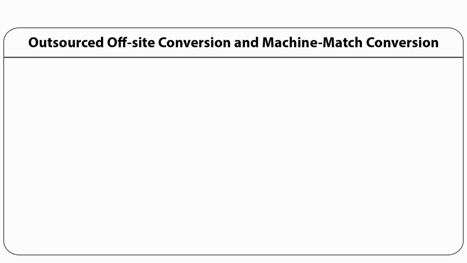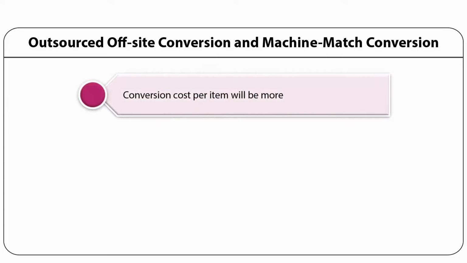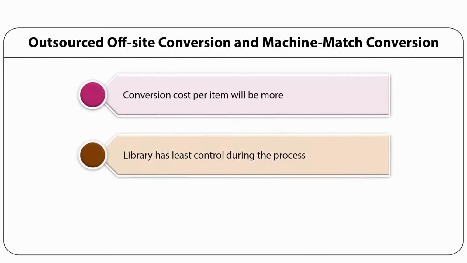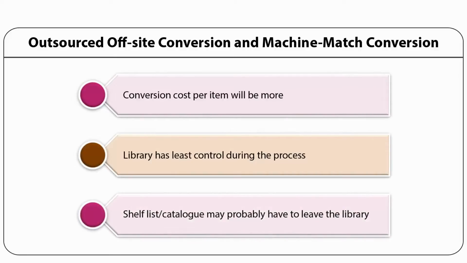Outsourced off-site conversion and machine match conversion. Number 1, conversion cost per item will be more. Number 2, the library has least control during the process. And number 3, the shelf list or catalog may probably have to leave the library. Let's see the steps in retrospective conversion.